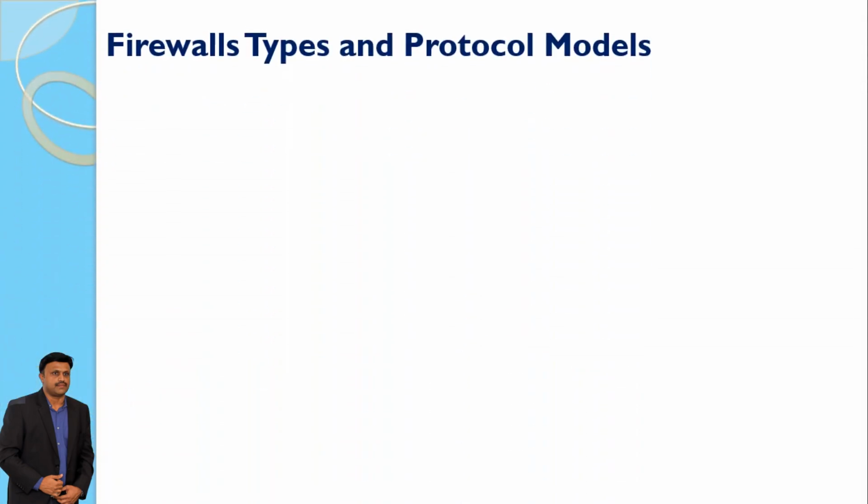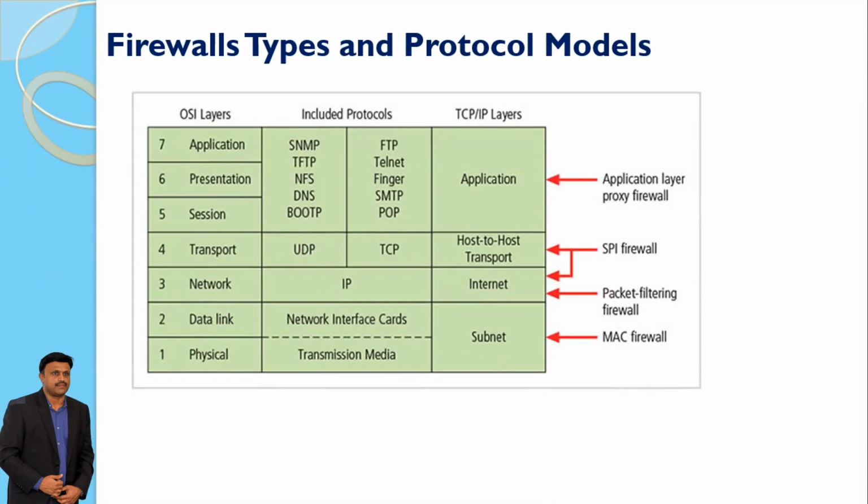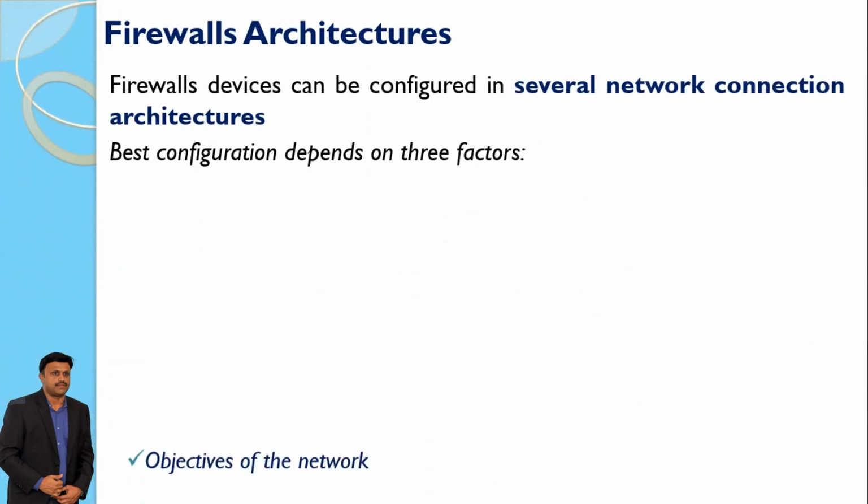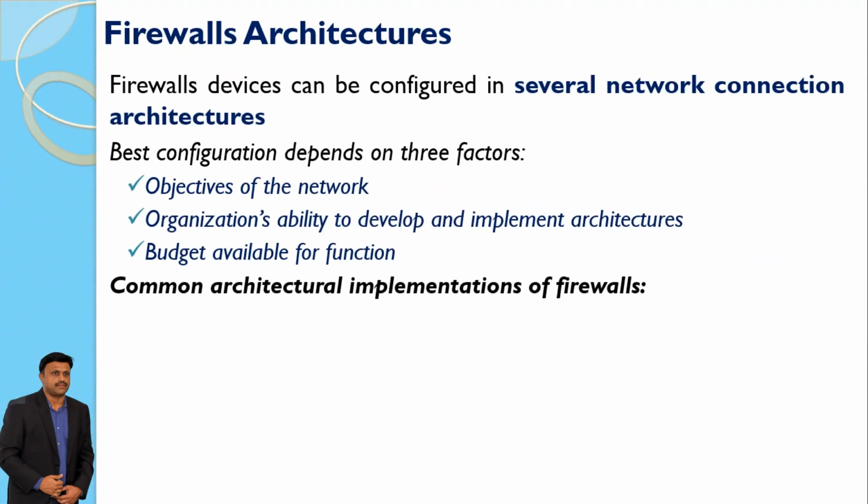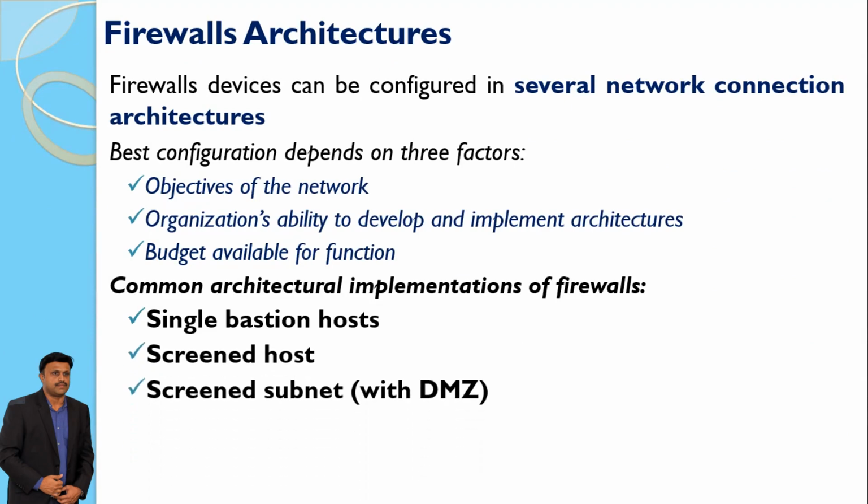Firewalls can be configured to operate at different OSI and TCP/IP layers, using various protocols to provide comprehensive security across the network. Firewall architectures depend on network objectives, implementation capabilities, and budget. Common configurations include single bastion hosts, screened hosts, and screened subnets with DMZs.